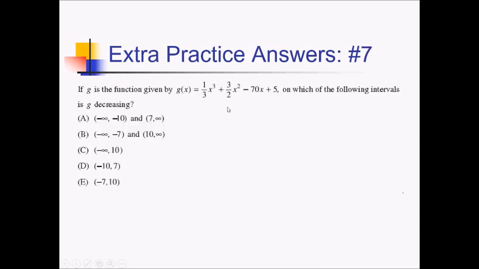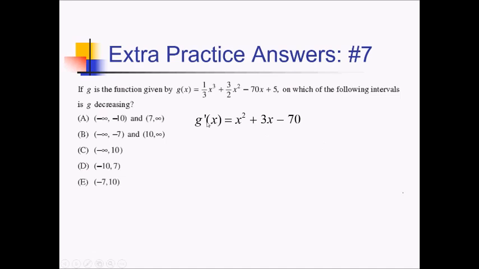On this problem, we're given this g function, and we want to know on which interval g is decreasing. So for that, I need to know what g prime is doing in terms of positive or negative. If I take my derivative with the power rule, 3 times 1/3 cancels out, you just have x squared. And then here, 2 times 3 halves, the 2's are canceling, so this is 3x, and then this will be minus 70. 5 becomes 0, so we don't worry about it.